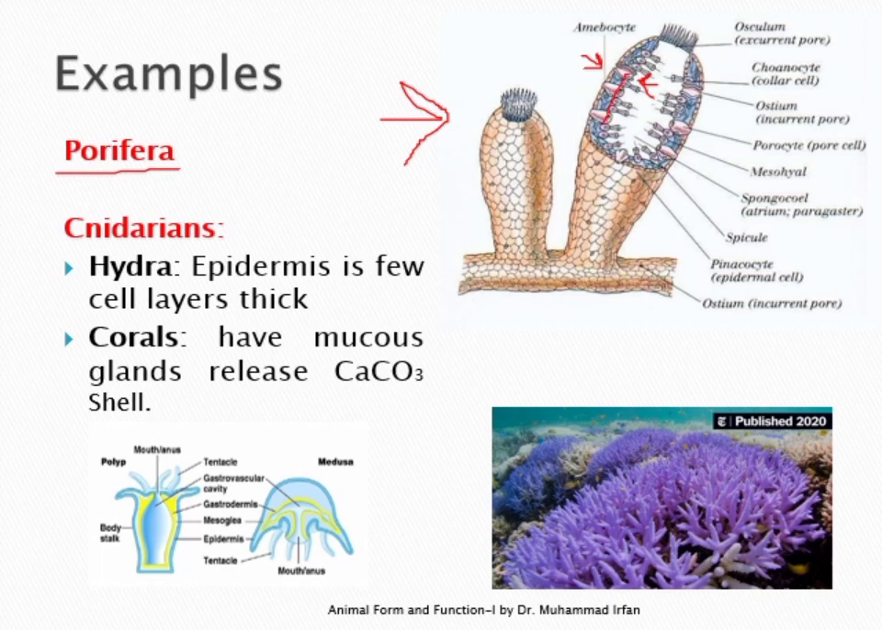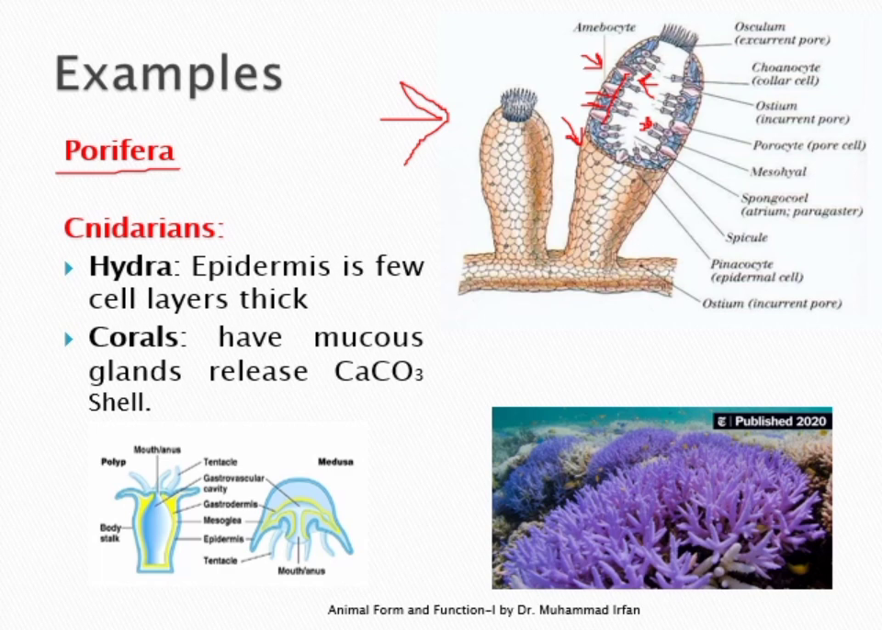So of these two layers of cells, the epidermal cells are called pinacocytes. Pinacocytes are actually epithelial-like cells. They make the integument, and toward the inner side are the cells called choanocytes. These choanocytes are collar cells, they have flagella, and they move the water out of the sponge.